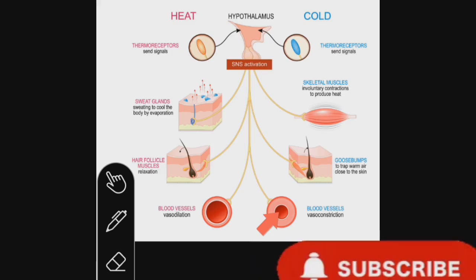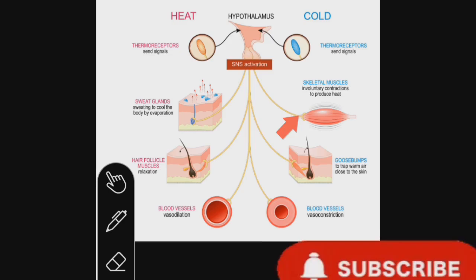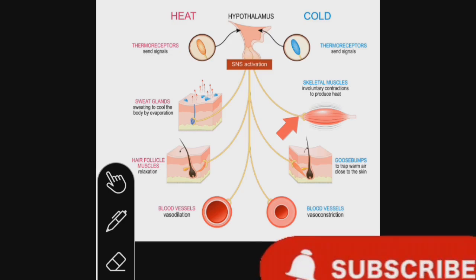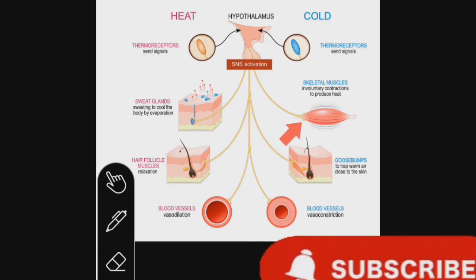Then another thing you might have is the hypothalamus will stimulate shivering. So the skeletal muscles contract. There's rapid skeletal muscle contraction, and don't forget that contraction leads to generation of heat. Now all these responses help to return the body temperature back to normal. Again, negative feedback.